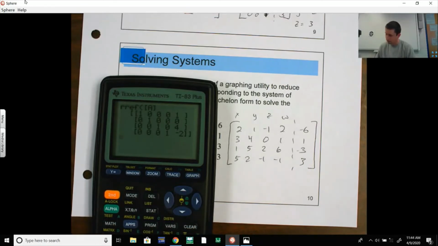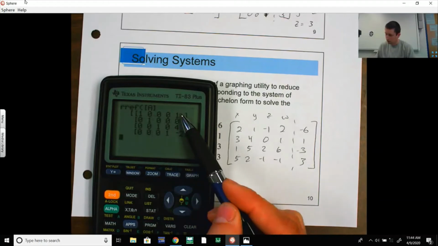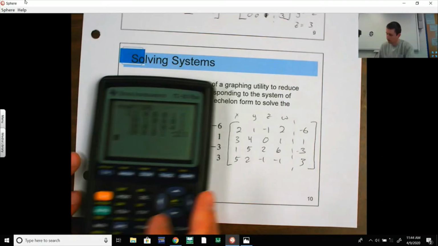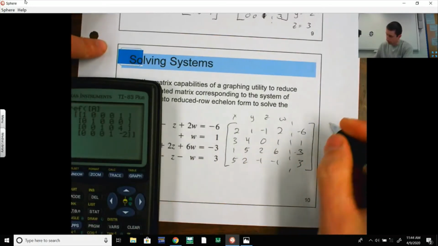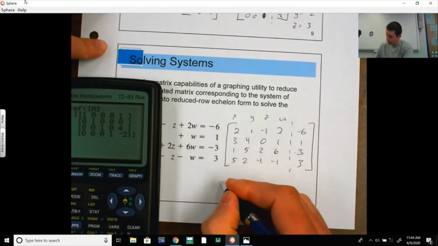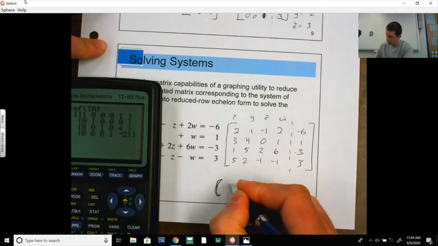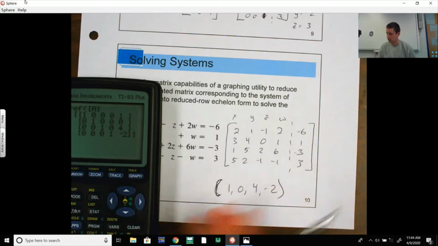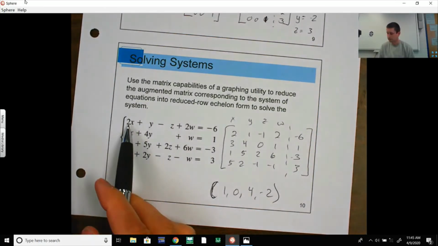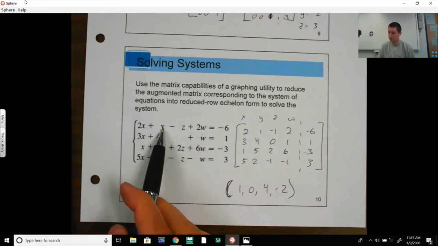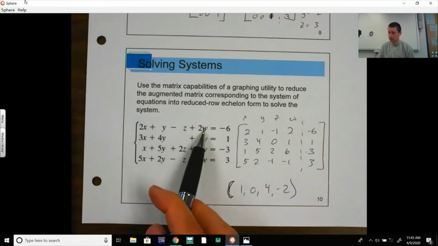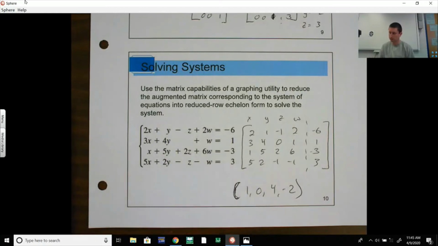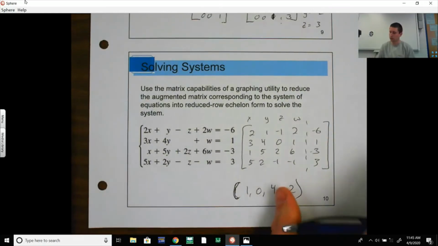There we have it. Look at that. So what this means, x is 1, y is 0, z is 4, and w is negative 2. So that row echelon form tells us that we have 1, 0, 4, negative 2. Those are your answers. So if you plug 1 in for x, 0 for y, 4 for z, and negative 2 for w, you'll get negative 6 in this formula. You do it here, you'll get 1. Do it here, you get negative 3. Do it here, you get 3. So those are the solutions that work in every single one of those.